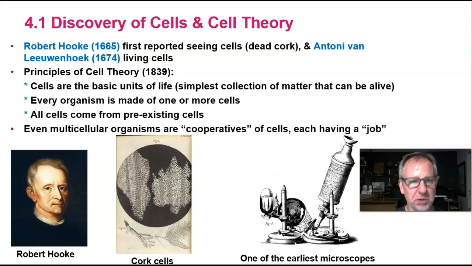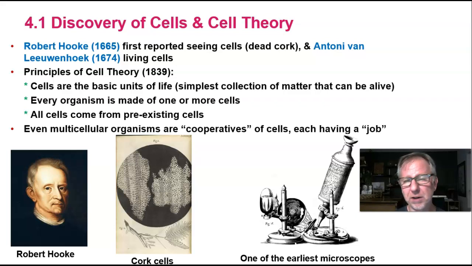Now, back to multicellular organisms, we are essentially cooperatives of cells. We are giant colonies of cells that are all cooperating with one another. We're made up of dozens and dozens of different kinds of cells, muscle and nerve and epithelial cells and so on. And each of these different kinds of cells has their own job. This is a relatively new evolutionary event.